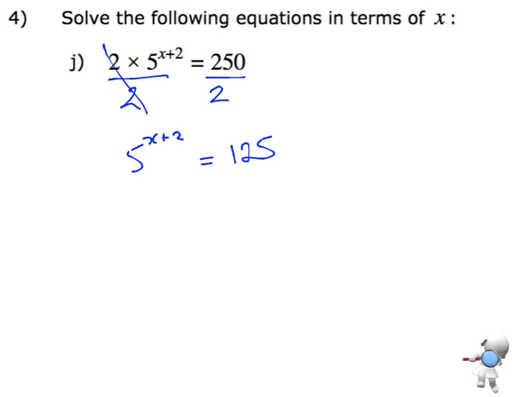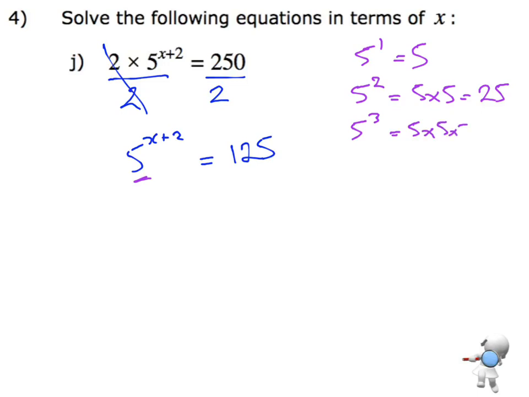Now what I want to think about is this is talking about base 5. So I know my 5 times tables. Okay, I hope you guys do too. I know 5 times 1 is just 5. So 5 to the power of 1 is 5. 5 to the power of 2 is 5 times 5, which is 25. 5 to the power of 3, 5 times 5 times 5 is 125. And that's the value that we've got there.